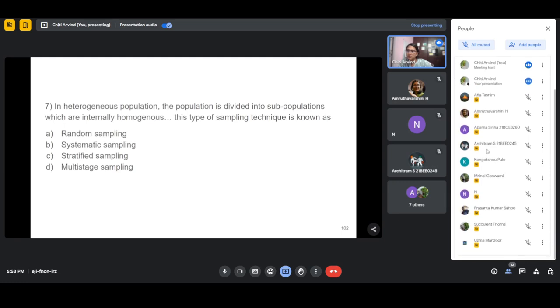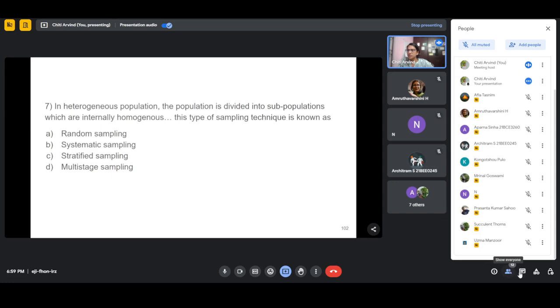Okay, it would also be great if people could rename themselves with names. I see one succulent thorns also in this list. It's just easier to engage and have some interactions.